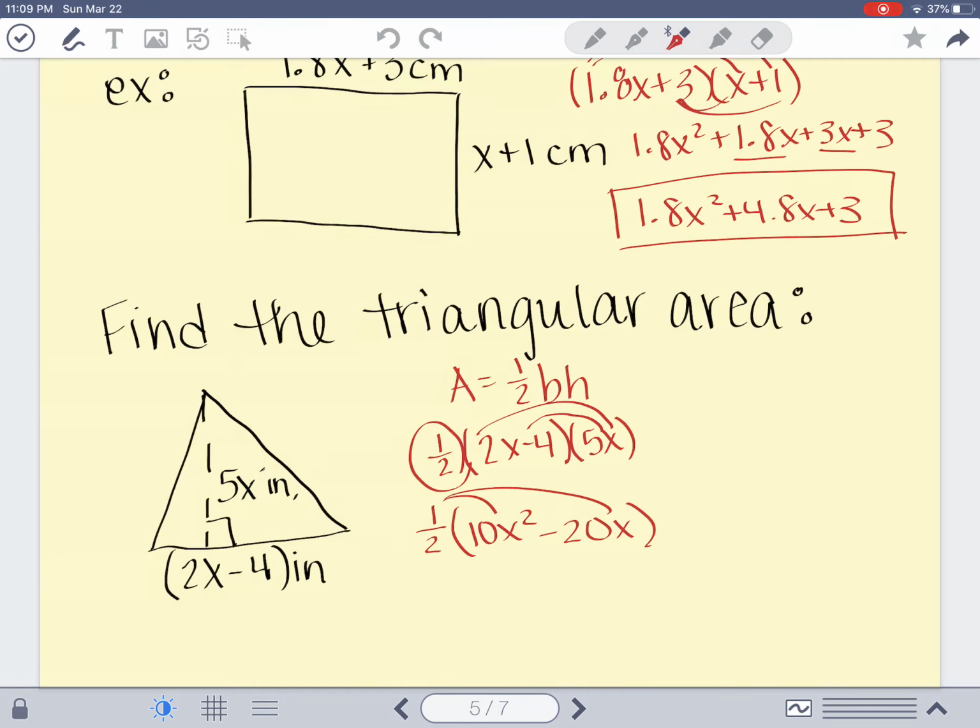Now we're going to go ahead and distribute this 1/2 in. So 1/2 of 10 gives us 5x squared. And then 1/2 of negative 20 gives us negative 10x. And this is the expression for the area of our triangle here.